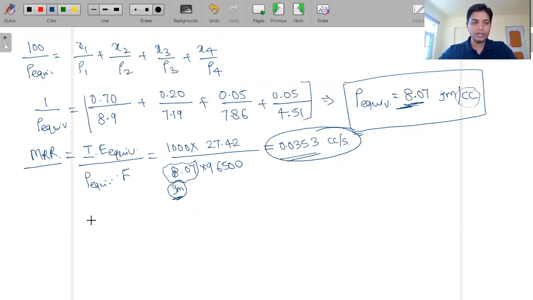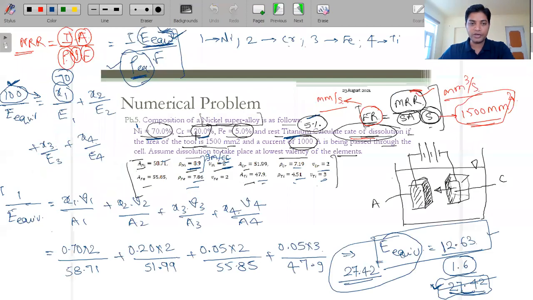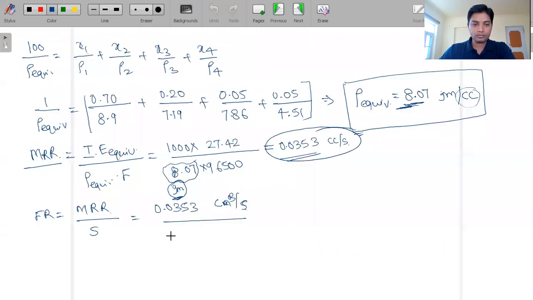We have to calculate the feed rate. So feed rate will be equals to MRR upon surface area. Okay, so MRR upon S. MRR will be 0.0353, this is cc, means cubic centimeter per second, and this will be upon the surface area. So surface area is given to you, that is 1500 mm square. So let's keep it 1500 mm square.